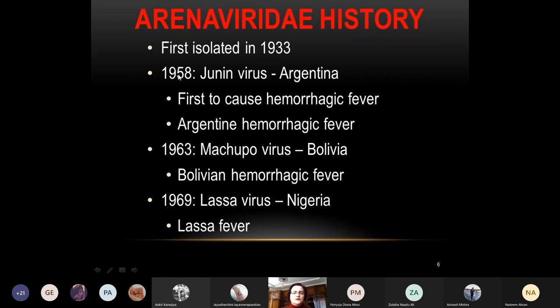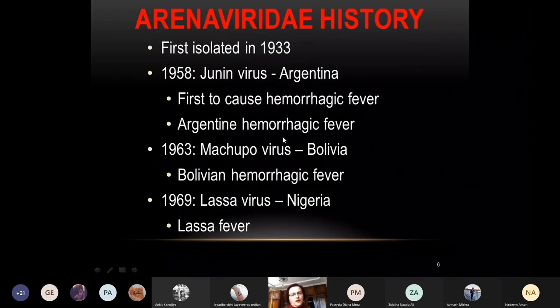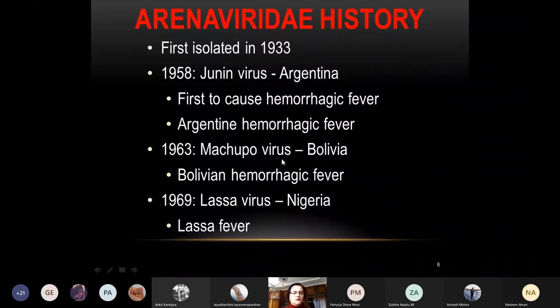In 1958, the Junin virus was isolated in the plains of Argentina in agricultural workers. It was the first arenavirus found to cause hemorrhagic fever. Others soon followed, including Machupo in Bolivia in 1963, and Lassa virus in Nigeria in 1969. Since 1956, a new arenavirus has been discovered every 1 to 3 years, but not all cause hemorrhagic fevers. You have to understand this.